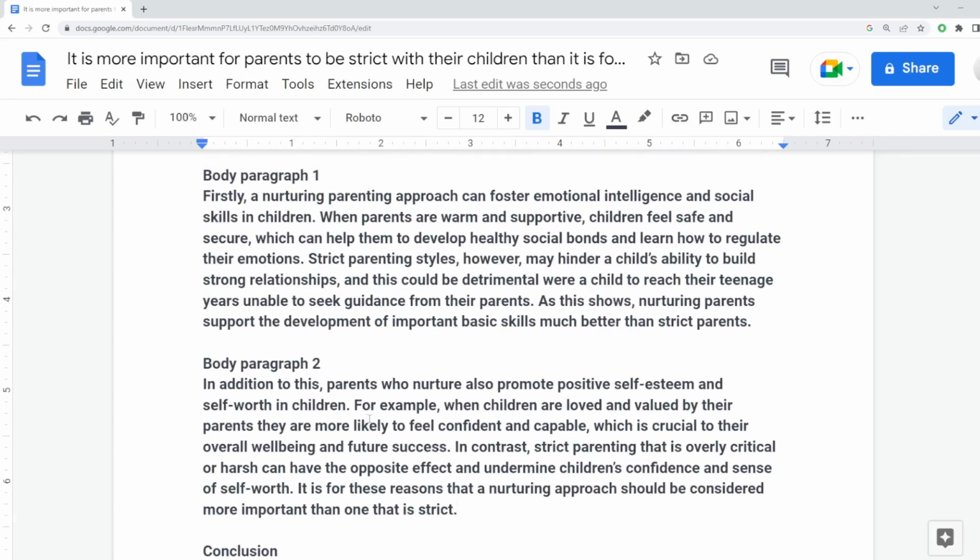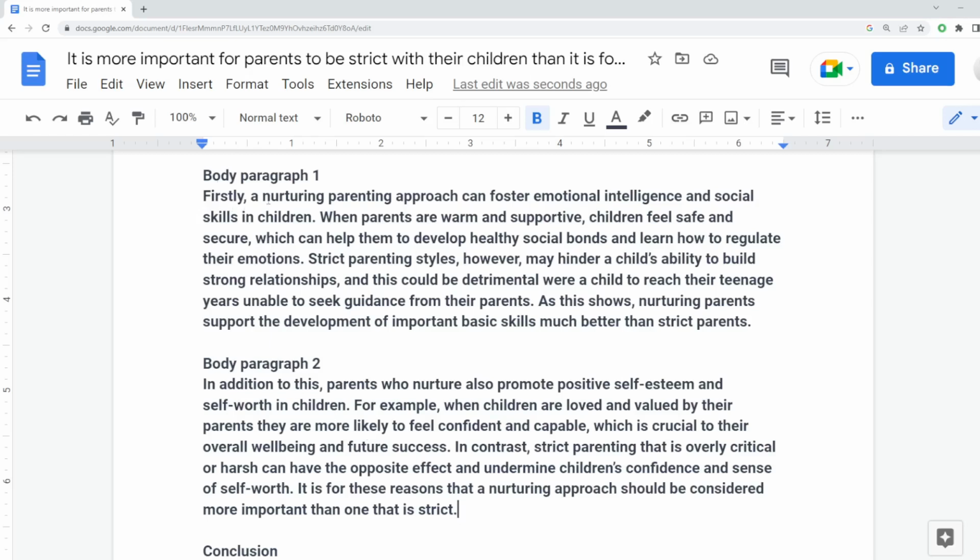Okay, now, the key here is to make sure that there's a sense of cohesion and that things are linking well together. So I'm going to read from body paragraph 1 into body paragraph 2, and I just want to make sure that language is not repeating, and I want to make sure that each sentence links in some way either to the sentences that came before or the sentences that are going to come later.